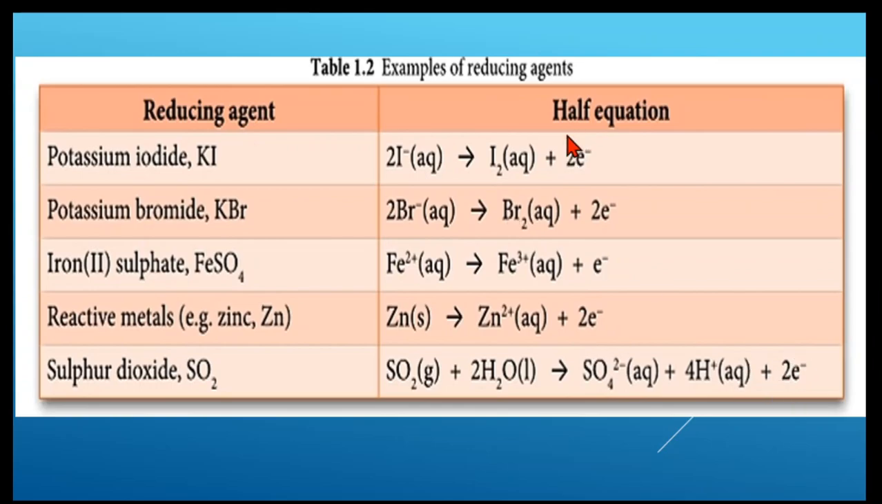Okay. Bila dia buang 2 elektron, dia jadi 2I minus. Iodide ion lah. Okay. Like this one. Fe2 plus. Dia buang 1 elektron. Become Fe3 plus. Zinc buang 2 elektron. Become zinc ion. Zn2 plus. Alright.